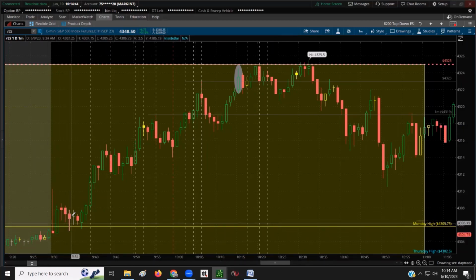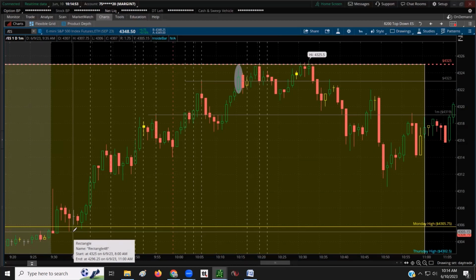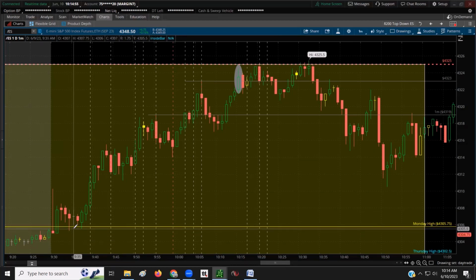So this big red candle got done. Huge wick on the bottom. Tested that yellow horizontal line. And I was thinking, I'm not ready to go long yet. I just don't feel comfortable. I think maybe something could not work out.